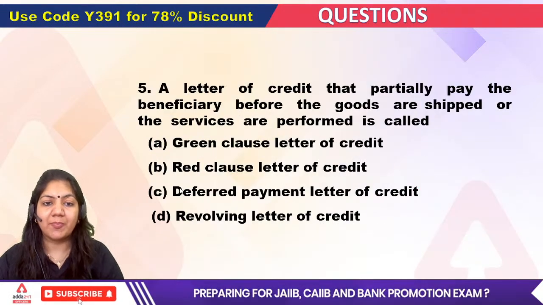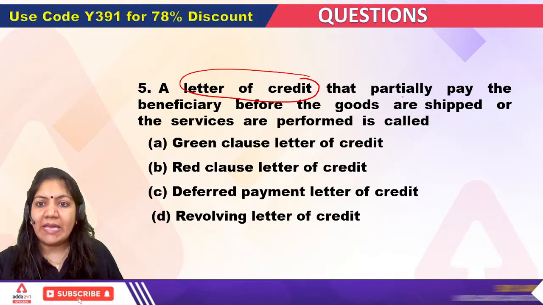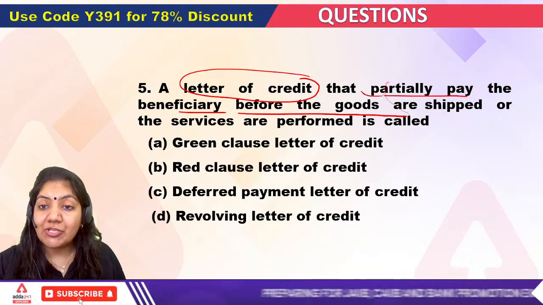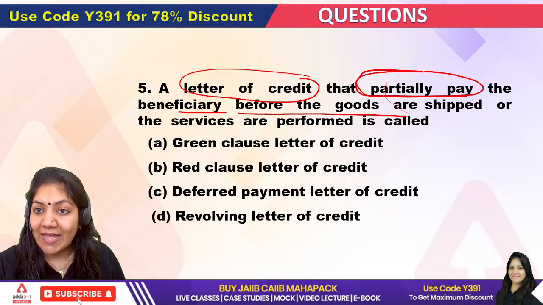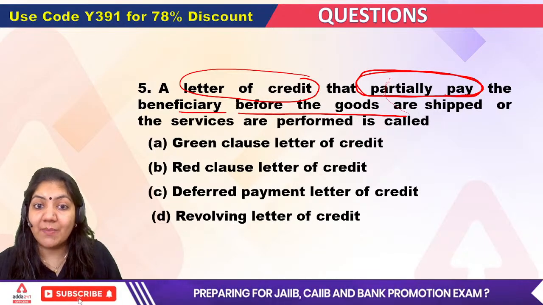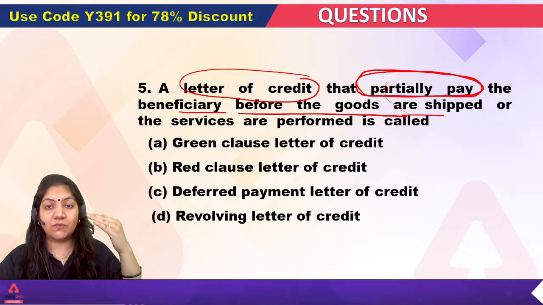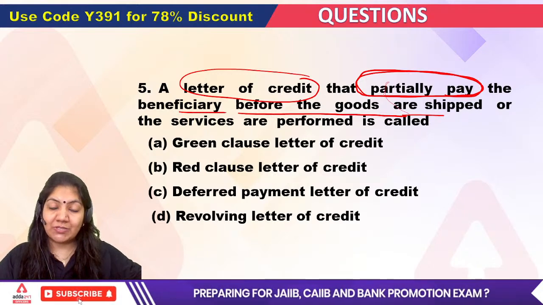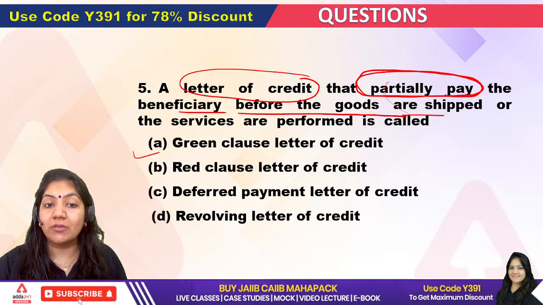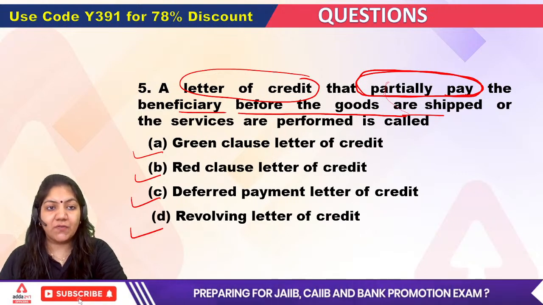Good. Now, next one. In the letter of credit, the international one, the beneficiary is partially paid before the goods are shipped. Partially pay is the key point that will help you in the answer. In which type of letter of credit do we partially pay the beneficiary before the goods are shipped? Otherwise, in a letter of credit, first the goods are shipped, then the importer will give the money to the bank. So which type of LC will it be? Green, red, deferred or revolving letter of credit. Tell me the exact answer of the fifth one.